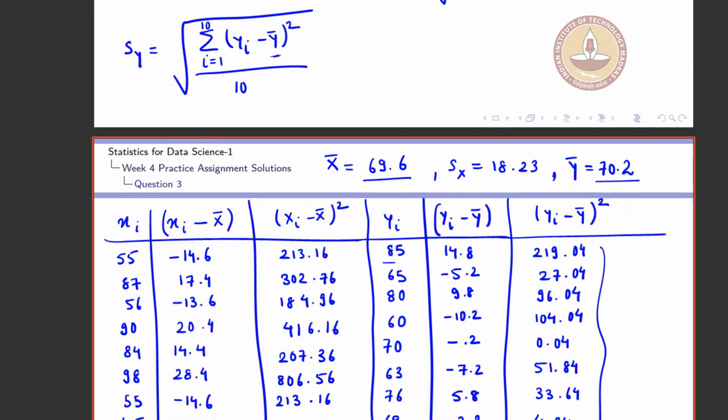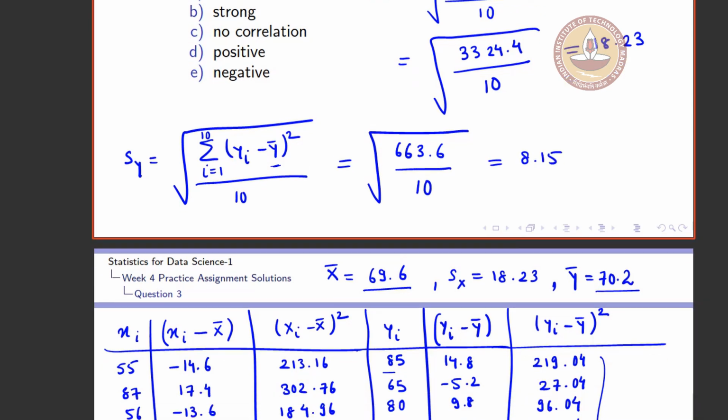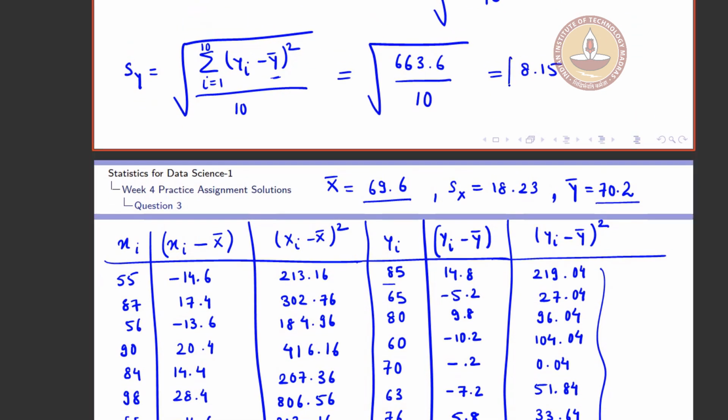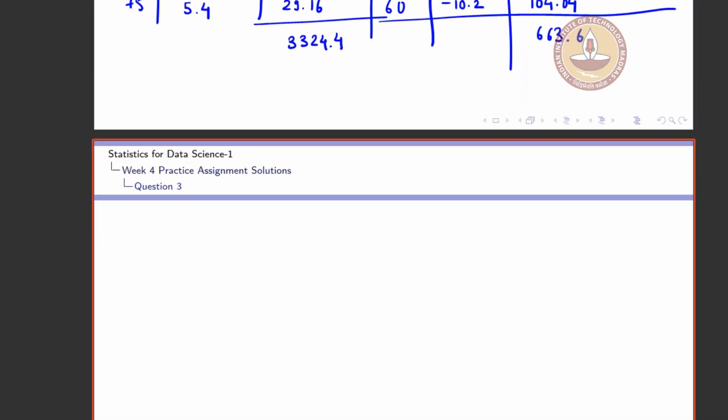Let's calculate the standard deviation for the mathematics exam score. This is going to be the square root of 663.6 divided by 10. That is 8.15. So this is done. We have calculated the standard deviation of the statistics exam score and the standard deviation of the mathematics exam score. Now we need to find the correlation coefficient.